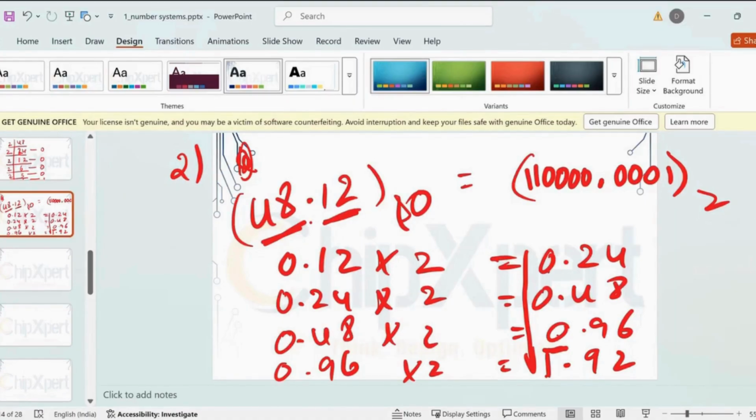From the part before the decimal point, we collect the data from bottom to up. From the part after the decimal point, we collect the numbers from up to down. This is what we do.